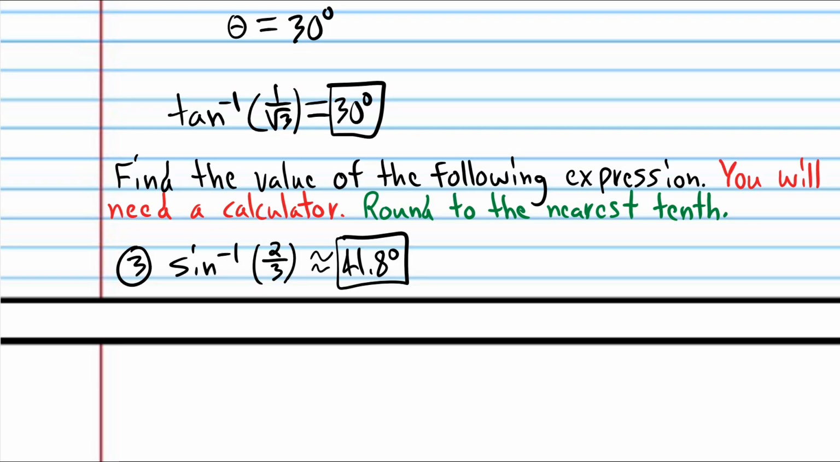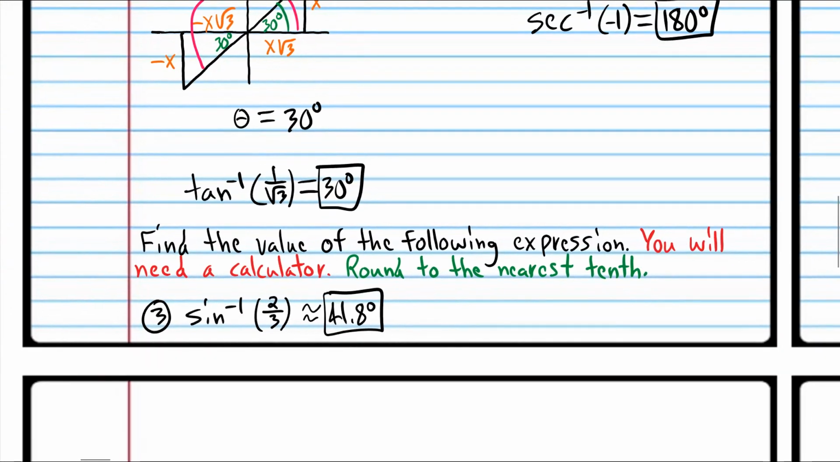Very confusing. So you want to enter 2 divided by 3 in your iPhone calculator, and then push the second button at the upper left, and then the sine inverse, sine to the -1 button, and you get 41.8. So again, you shouldn't really be using an iPhone in this class. You should have a graphing calculator in this class, but if you got that right, excellent.